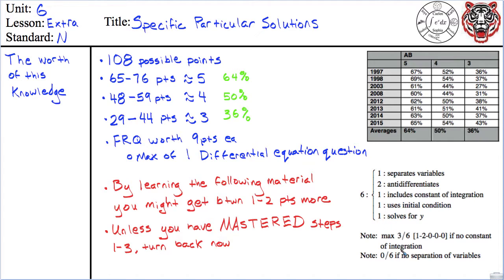And note here, things I've been telling you, you get 0 out of 6 if you didn't separate your variables, stuff that I've already talked before. This is on the scoring guide that I'm pulling directly from, if you're wondering. You're still watching? All right, let's learn.